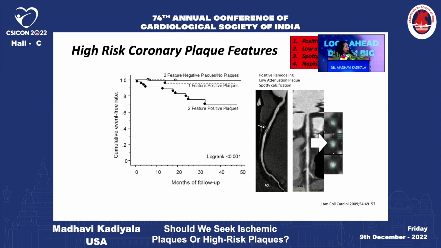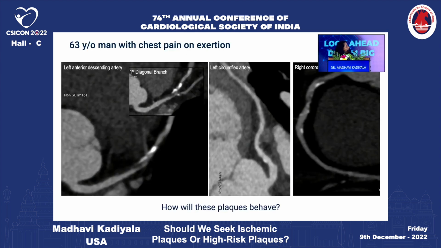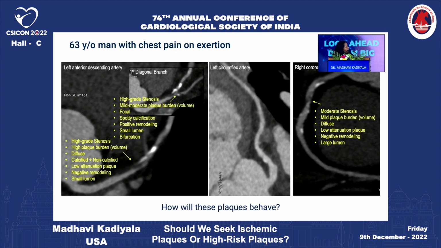Now, we know that when you have more than 2 plaques, there's a significant increase in the event rate. More importantly, if you can see plaque progression, that makes it much more significant. So look at the difference between high-risk plaques and plaques which actually progress. Going back to that case, you have here a high-grade stenosis, a low attenuation plaque. Also, it is diffuse, and there is a smaller lumen.